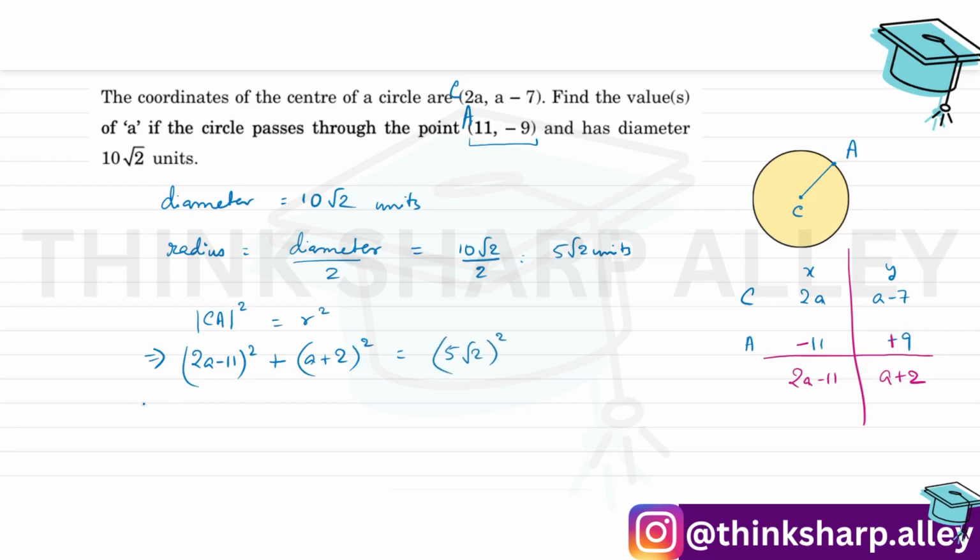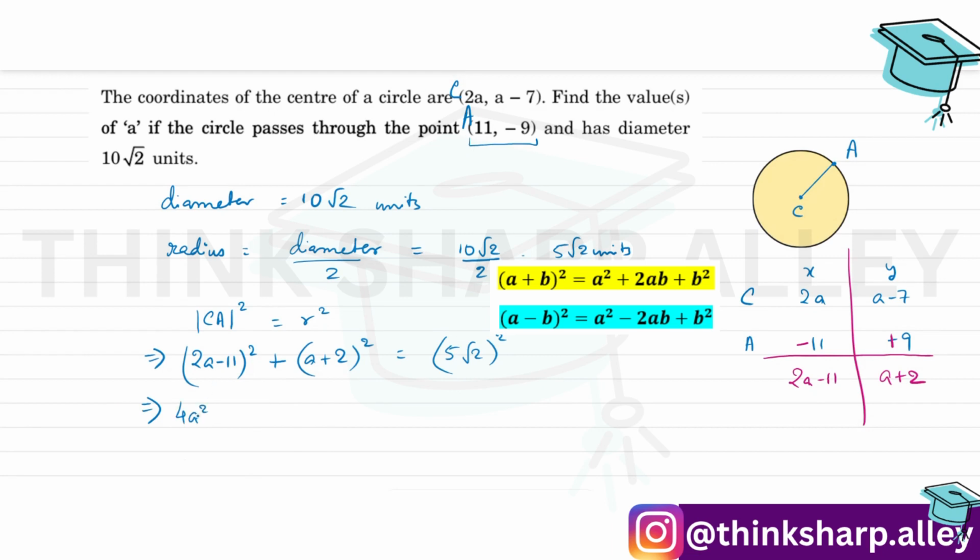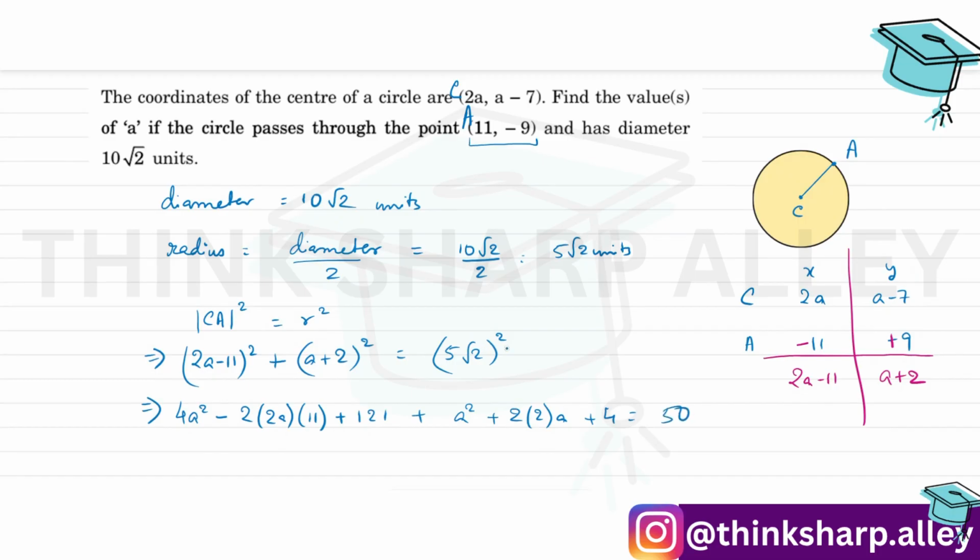Now we will expand this using the formula A plus B whole square equals A square plus 2AB plus B square. So we get A square minus, because here I have to use the A minus B whole square formula, 2 into A into B, plus B square, which is 121. Same thing over here. We'll apply the A plus B whole square formula: 2 into A into B plus B square, which is 4. And here we get 50, because 5 root 2 square is 50.